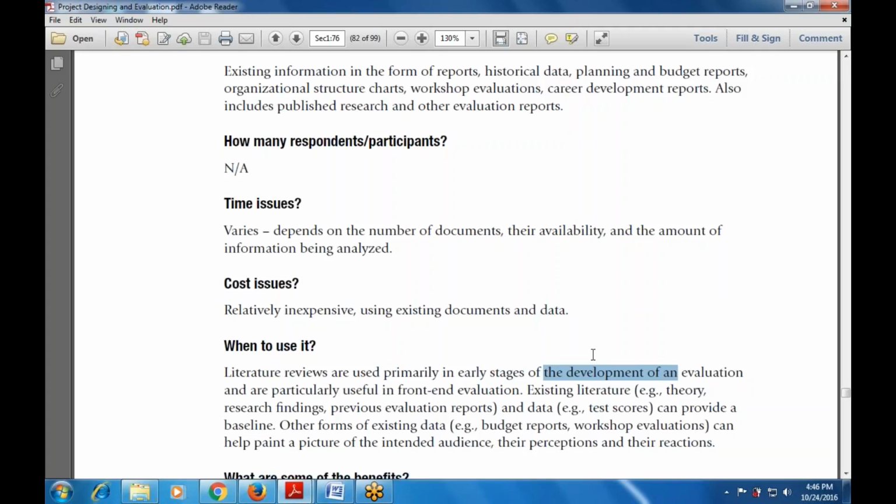The existing literature, for example the theory, research findings, previous evaluation reports, and the data, can provide a baseline. It can also help paint a picture of the intended audience, their perceptions, and their reactions. On time and cost issues, it is relatively inexpensive, using the existing documents and data.